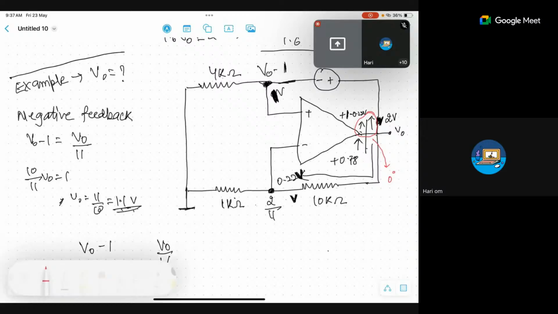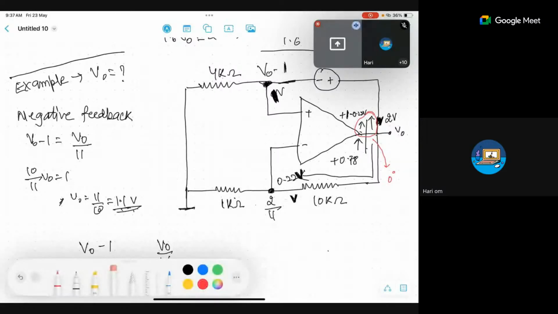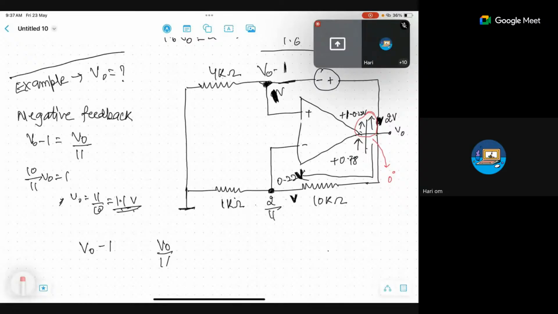Okay. Second scenario is that we apply, this is the negative, and this one is positive. So when negative is multiplied with 1 volt, we are getting minus 1 volt, and 0.22 volts, so we are getting 0.22 volts. So that means the answer is minus 0.78. Okay, that means we apply the positive voltage and we are getting a negative voltage. So that means the phase shift is 180 degree.